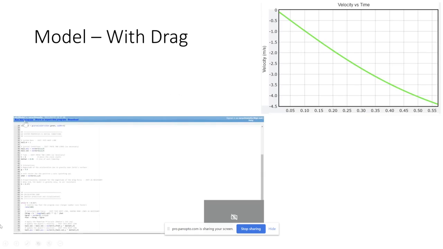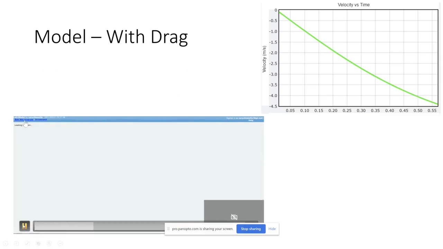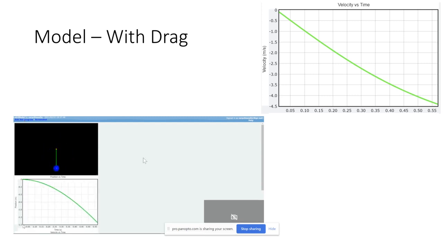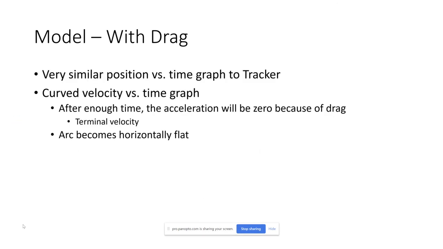I also made a model with drag. As you can see, the position versus time graph is very similar to the one in Tracker. However, the velocity versus time graph is curved. Because there is a force upwards, the velocity isn't constant and the acceleration gets less and less over time. And after enough time, the acceleration will be 0 because of drag force. This is when the object reaches terminal velocity, and the velocity versus time graph will have a slope of 0 and become horizontally flat.